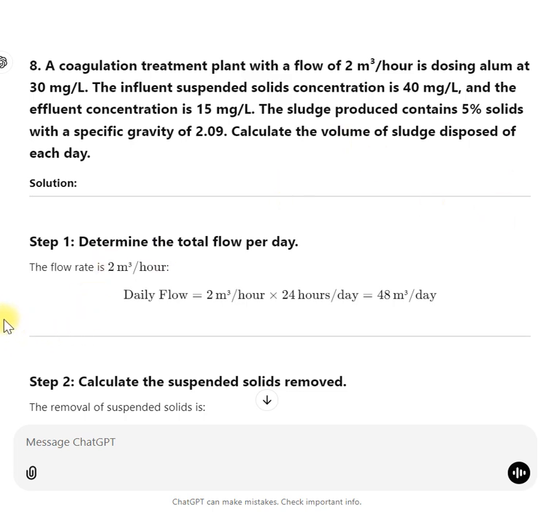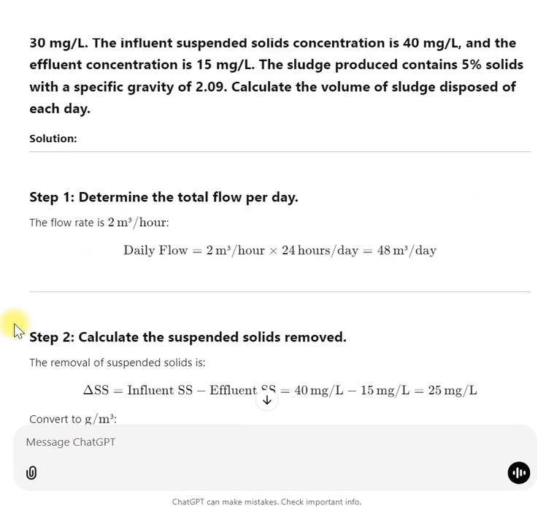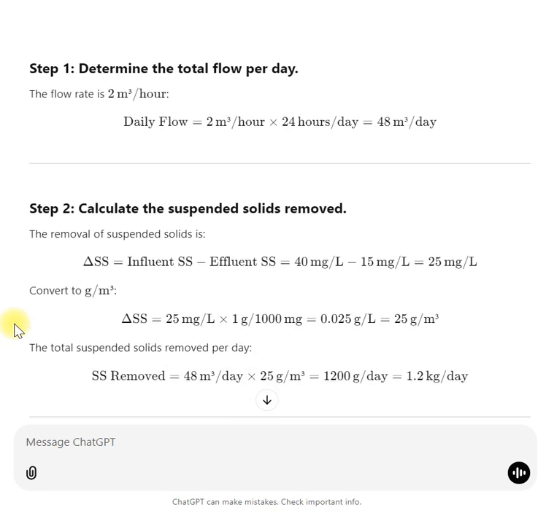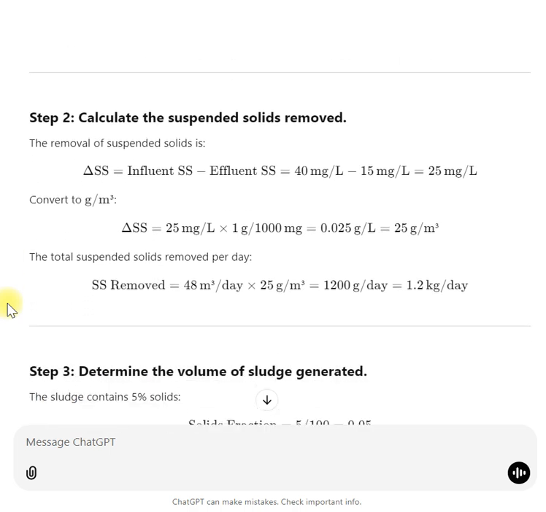Solution. Step 1. Determine the total flow per day. The flow rate is 2 ML per hour. Daily flow equals 2 ML per hour times 24 hours per day, equals 48 ML per day. Step 2. Calculate the suspended solids removed.